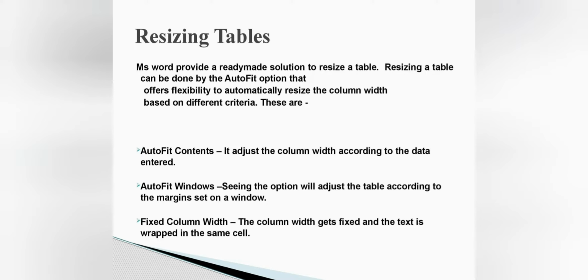The last one is fixed column width. We can fix the column width also. We enter a fixed number, so that the column is created at that particular width, and the text is wrapped in the same cell. Whichever way, the text can be adjusted in the table with a certain column width. So this is resizing a table.